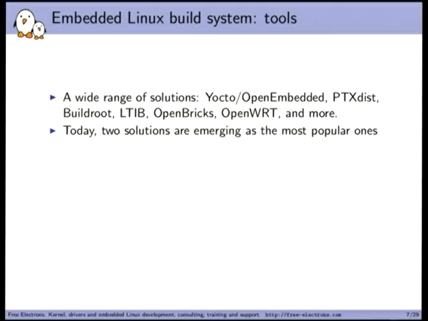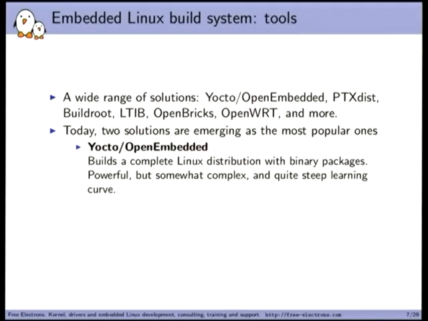But from what I can see, though of course I have a biased opinion here, I think two solutions are really emerging as the most popular ones. On one side, there is Yocto and OpenEmbedded. What those tools allow is to build a complete Linux distribution with binary packages. So it produces your own custom Debian for you. And then from this set of packages, you can create embedded Linux systems that are able to upgrade, install, and remove applications through binary packages as you normally do in a binary distribution. Those tools are very powerful, but they are somewhat complex and have a quite steep learning curve. So if you want to invest quite some time, they are certainly nice.